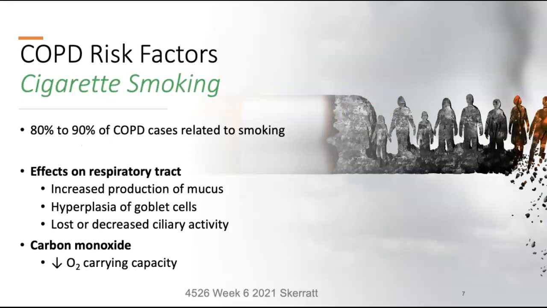Smoking is the most important predisposing factor of COPD. It has many effects on the respiratory system, including increased production of mucus and hyperplasia of goblet cells. Hyperplasia means the enlargement of an organ or a tissue caused by an increase in the reproductive rate of cells, and it is seen in the development of cancer.